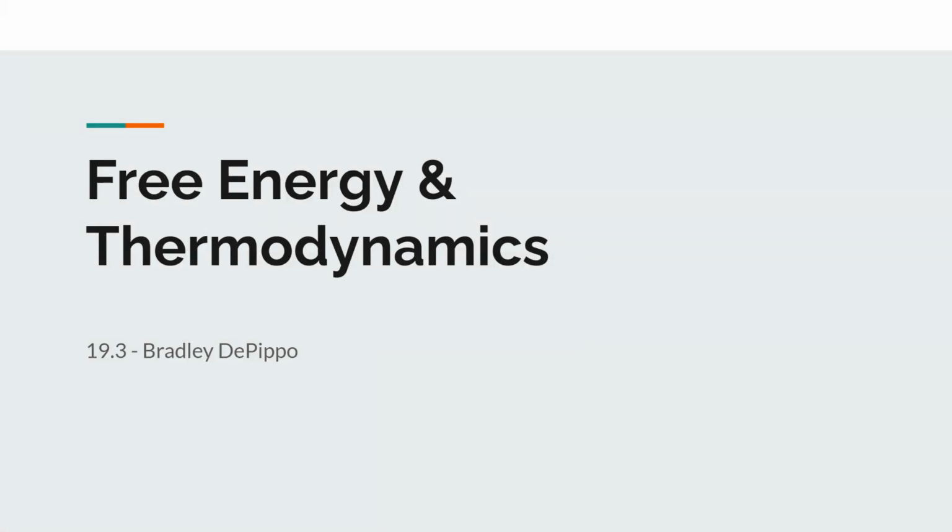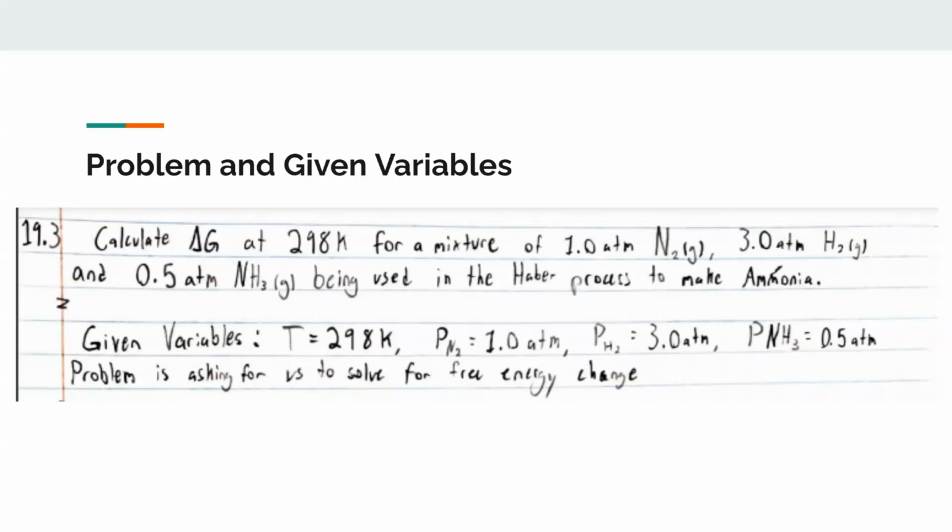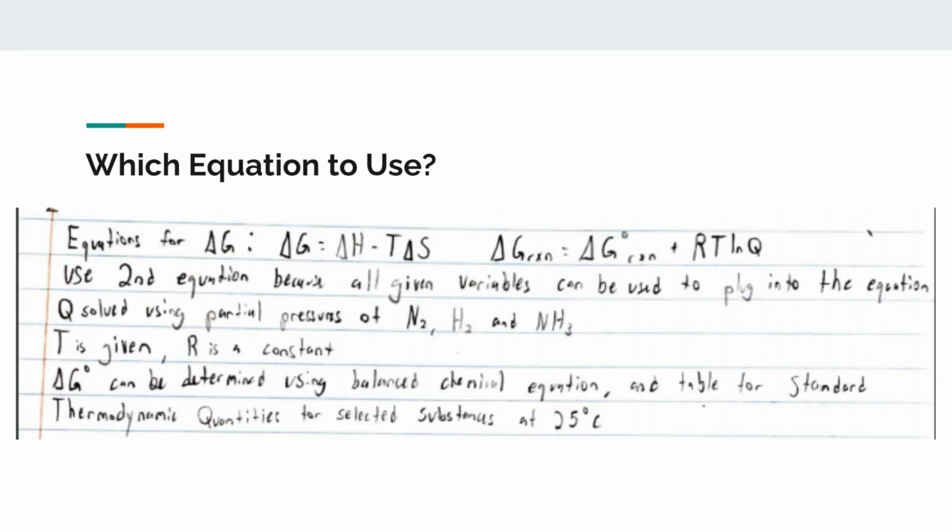This is problem 19.3 from free energy and thermodynamics. So the problem is calculate delta G at 298 Kelvin for a mixture of 1 atmosphere of nitrogen gas, 3 atmospheres of hydrogen gas, and 0.5 atmospheres of ammonia gas, being used in the Haber process to make ammonia. The given variables are the temperature, which is 298 Kelvin, the partial pressure of nitrogen, which is 1 atmosphere, the partial pressure of hydrogen, which is 3 atmospheres, and the partial pressure of ammonia, which is 0.5 atmospheres. The problem is asking for us to solve for the change in free energy.